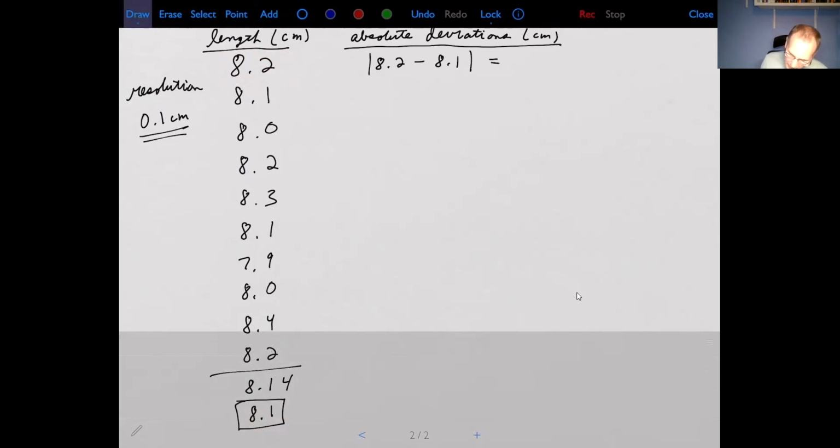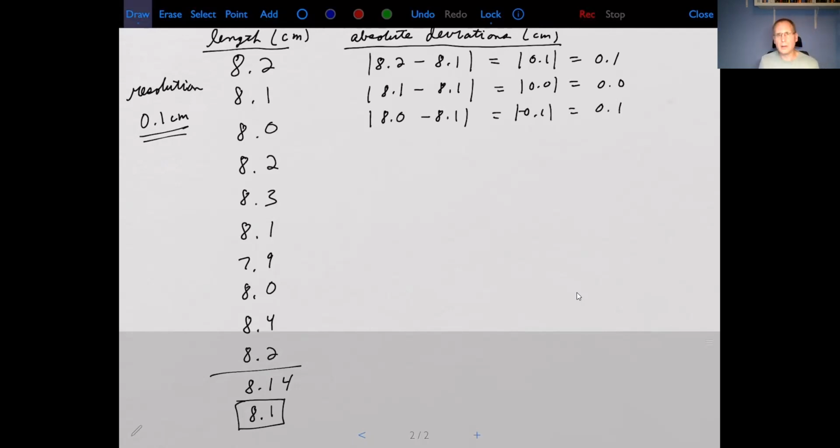So in this case, this would be the absolute value of 0.1, which is equal to 0.1, right? Positive 0.1. Then the next one, I'll do a few of these. This would be 8.1 minus 8.1. Well, that's absolute value of 0. That's just 0. Then it would be 8.0 minus 8.1. That's going to be negative 0.1, but I want absolute value of that, right? So that's going to be positive 0.1, when you do the absolute value. And so on and so forth.